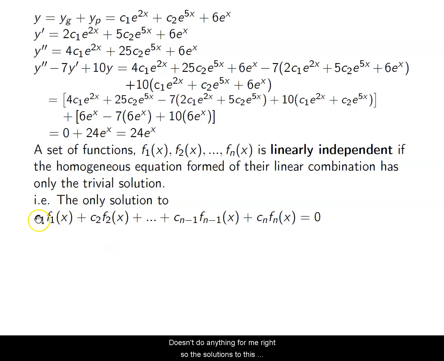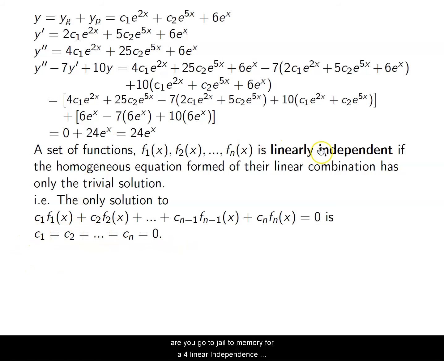It doesn't do anything for me, right? So the solutions I'm interested in are the times when I have C1 is 1, C2 is negative 2/3, this one is 1/2, right? When I have actual coefficients that allow me to add these functions together and get 0 out. That's interesting. I can analyze that solution. I can use that solution for things. Trivial solution is just multiply everything by 0 to get 0 out, right? It's trivial. It's not informative at all. Okay. So again, the trivial solution is when all of these coefficients are equal to 0.